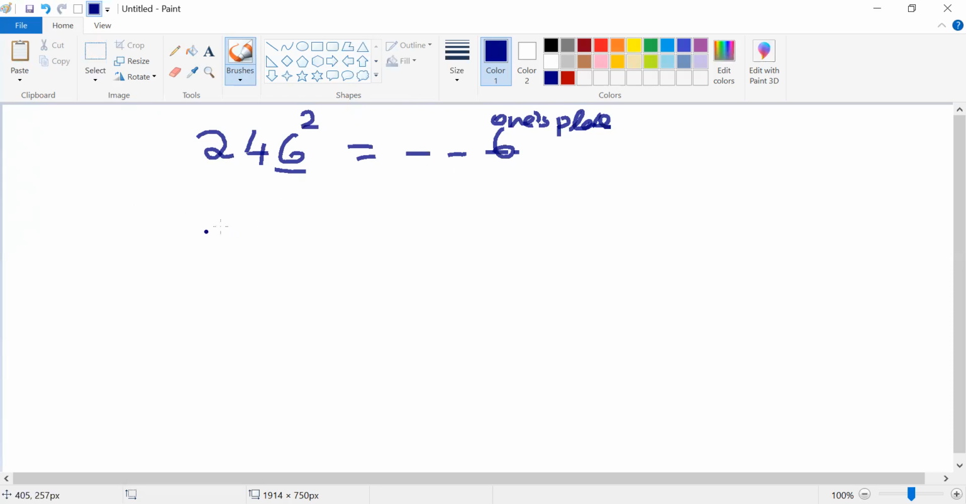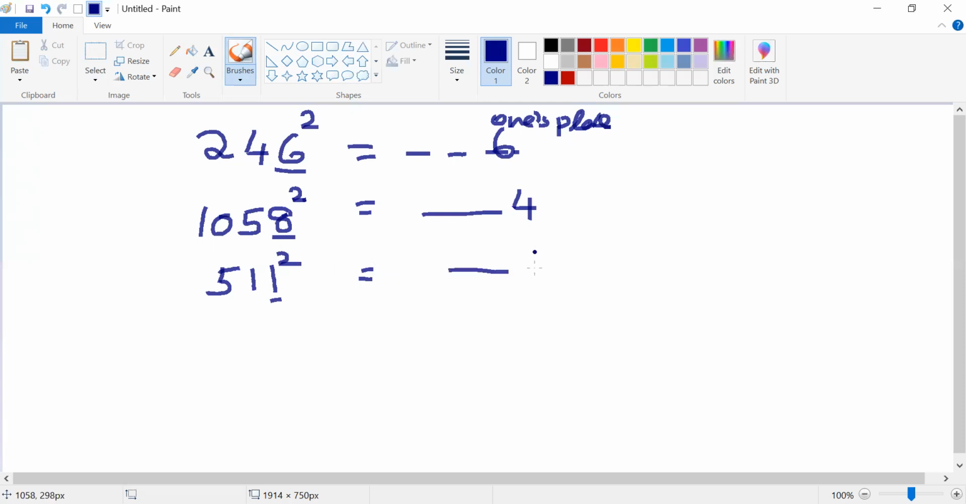Another number, 1058. So the square of this number will end in which digit? Since it is 8 here, its square will end in 8 into 8, 64. So it ends in 4. Suppose a number is 511. It's 1 here, so its square will end in 1. Clear? Now, let us think about the reverse.